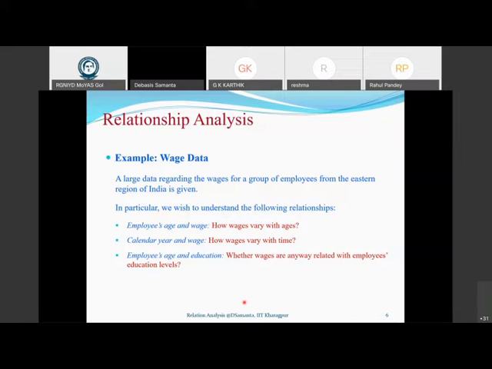Another example, say employees' age and education. How are these two attributes, age and education level, related? Whether salaries are related with employee education level or not related, all that information. So given a data set, we have to find all these relationships among the different attributes. This is called relationship analysis.